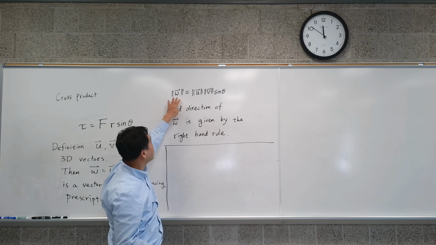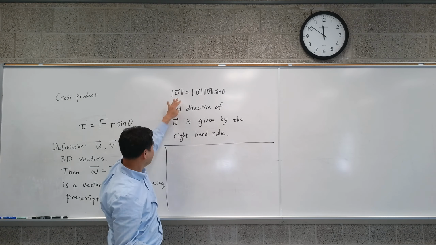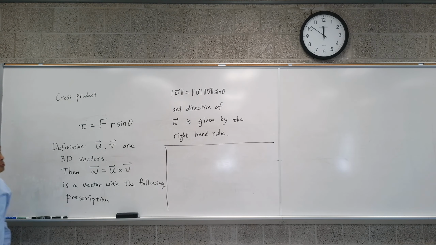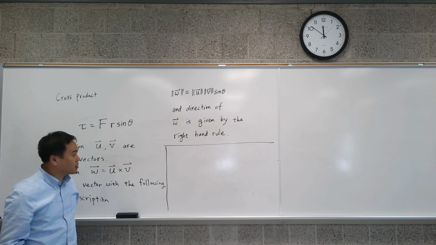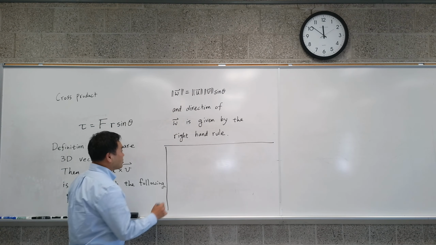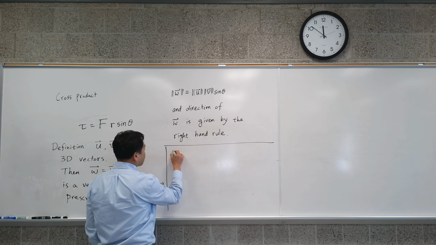But here's already one formula that you should always remind yourself. The norm of the cross product is given by the norms multiplied times the sine of the angle. So let's try to work with the first example.